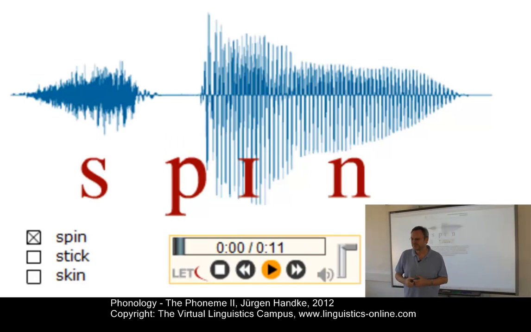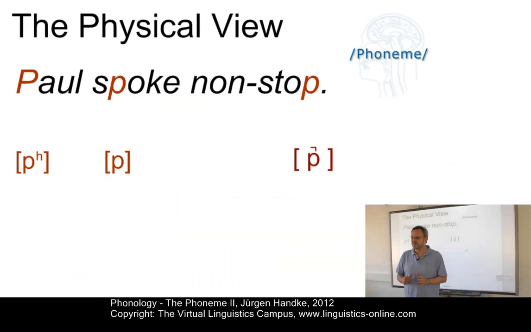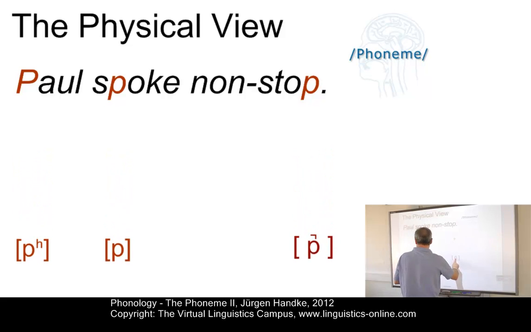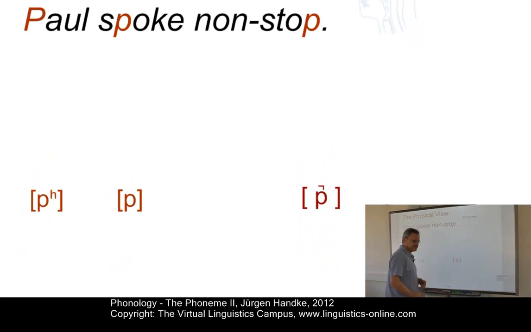Well, you see, aspiration is gone. So it's no longer a true voiceless plosive. Okay, let's return to our example. So we have three possible variants of a bilabial plosive. Let's move them down a little bit. They are phonetically similar. They're all bilabial plosives. Well, and they are distributed complementarily.